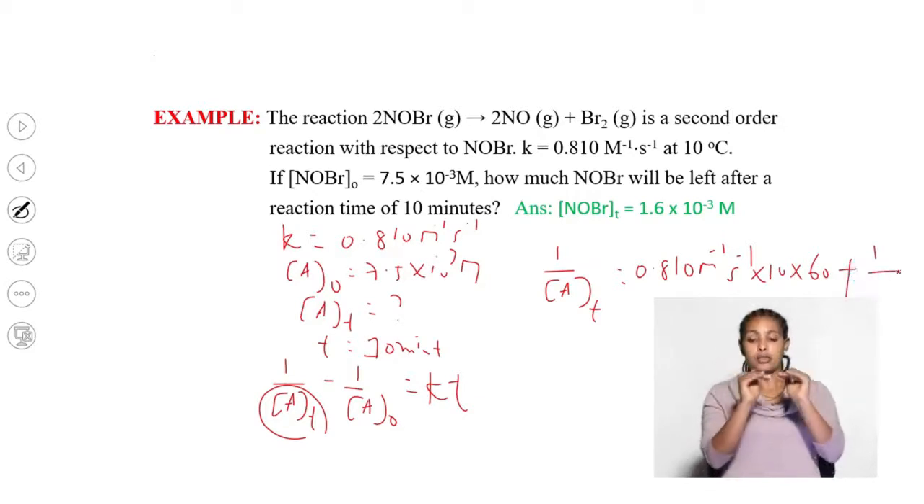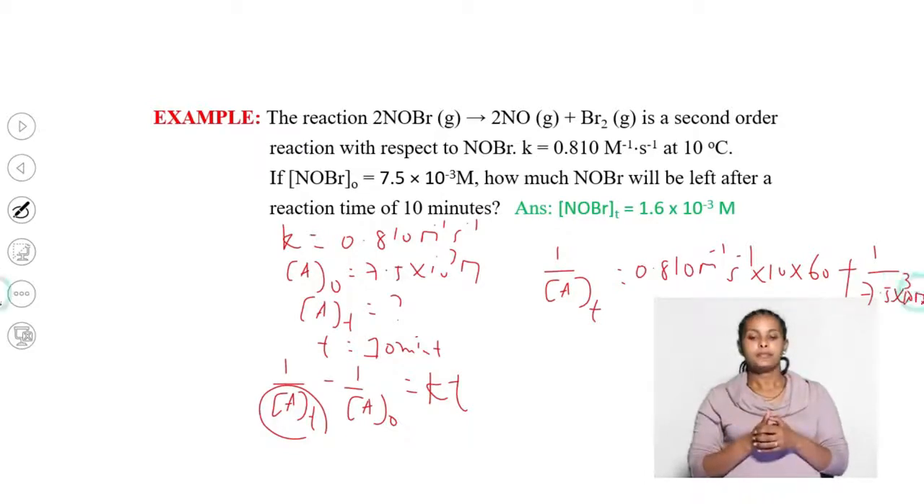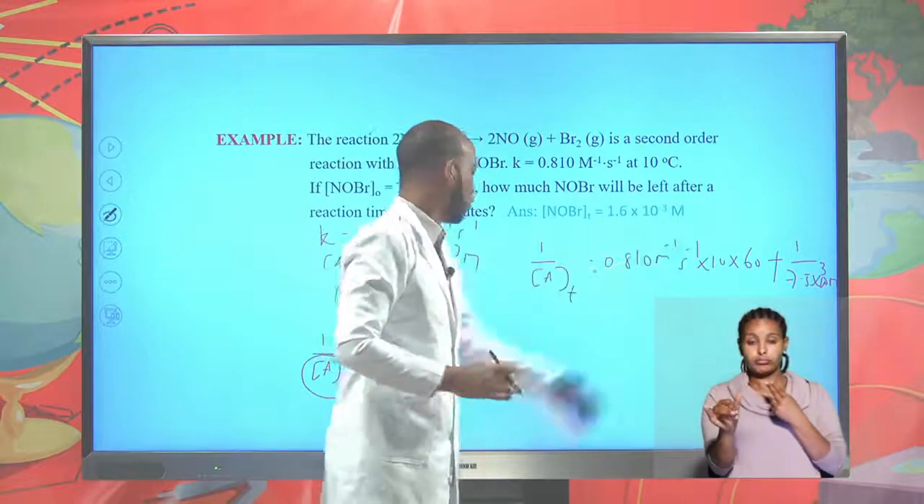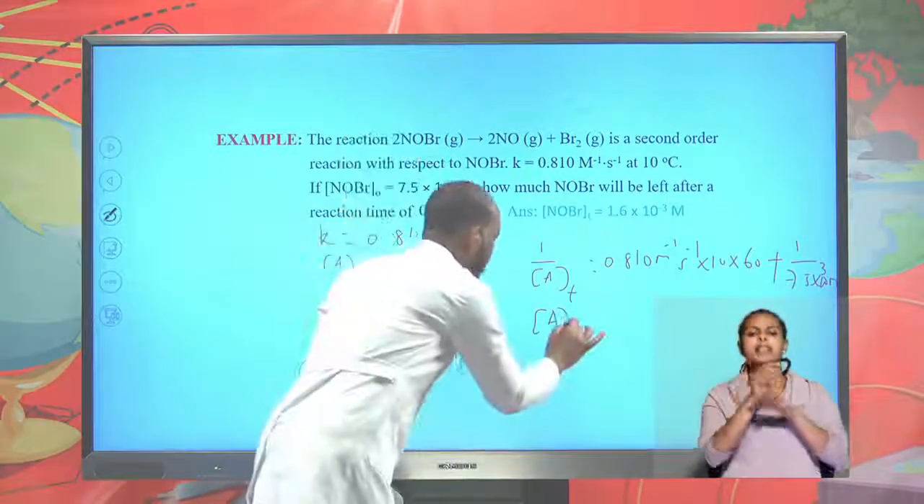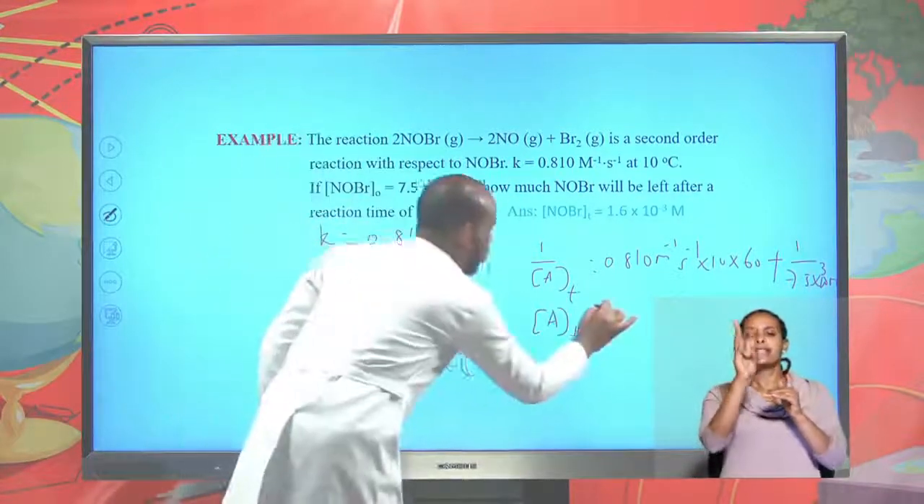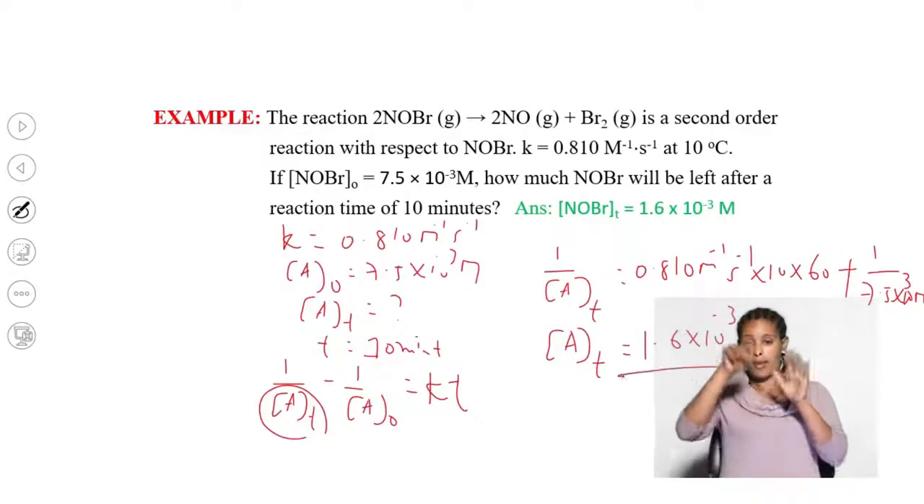1 over initial concentration of NOBr is 1 over 7.5 times 10 to the power of minus 3 molar. Now multiplying this, we get concentration of M after 10 minutes equals 1.6 times 10 to the power of minus 3 molar.